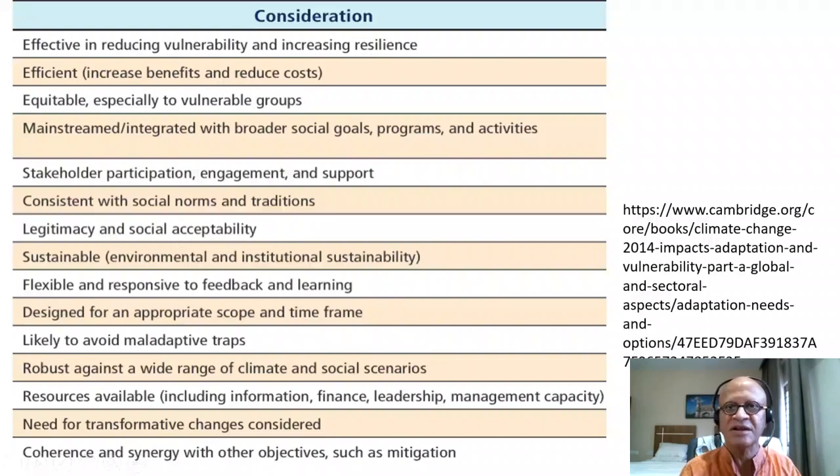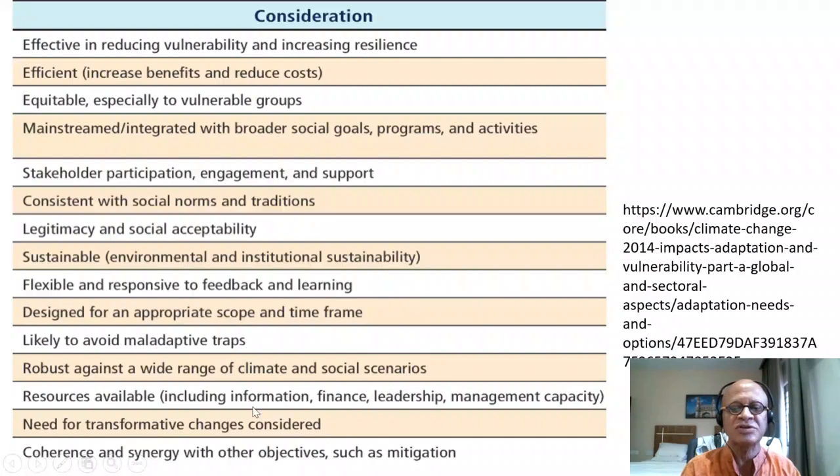If that is not there, then it'll be seen as an external imposition and the usefulness and usability will be reduced. Implementation will be difficult. Sustainable, environmental and institutional sustainabilities are good considerations. Flexible and responsive to feedback and learning, so there should be a feedback process. Designed for an appropriate scope and time frame, okay, to be adaptable to a changing climate. Likely to avoid maladaptive traps, what we said before. Robust against a wide range of climate and social scenarios.